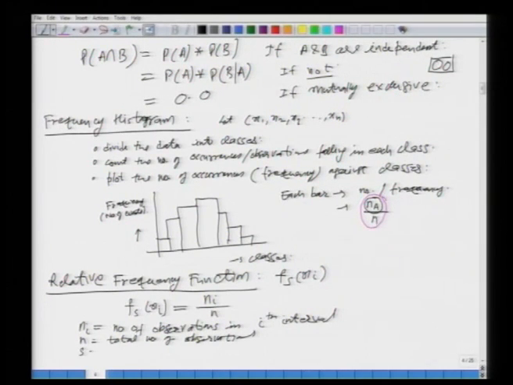and this S actually denotes that these observations are from a sample. After all, we are working with the sample only, and then we can plot this. So, if you are plotting n_A over n or n_i over n, it is called the relative frequency function, but if you are plotting n_A or the number of occurrences, it is called the frequency histogram. So, there is a minute difference here.